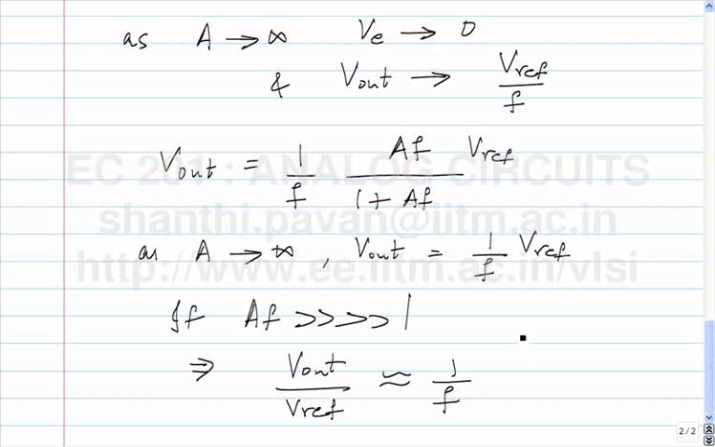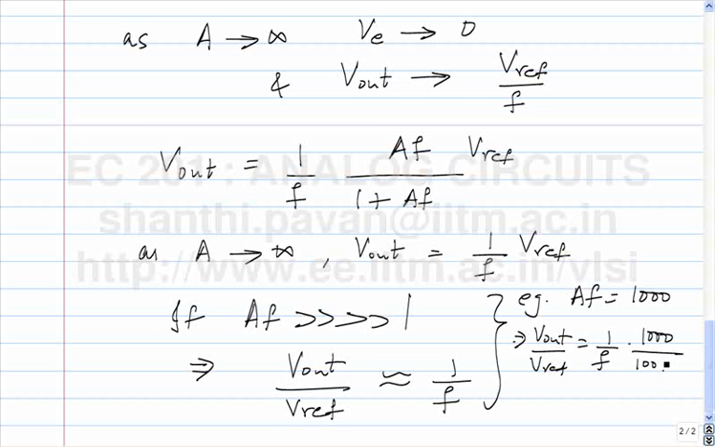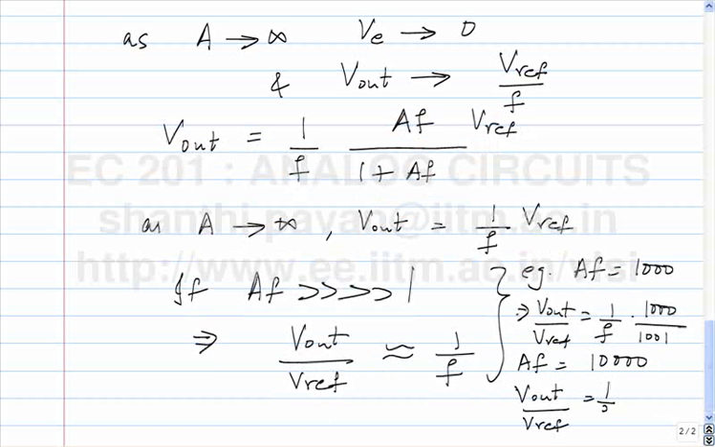So for example, if AF was say 1000, then V out by V ref will be equal to 1 over F times 1000 by 1001. On the other hand, if AF was 10,000, it would be 1 by F times 10,000 by 10,001. So if F remained the same, the only way of changing AF is to change A.